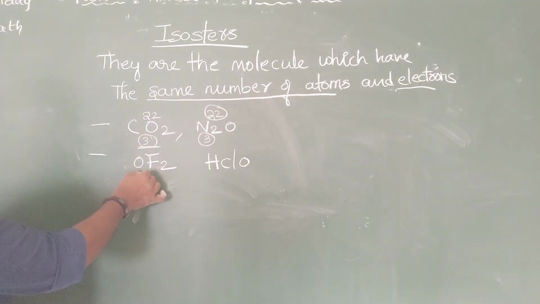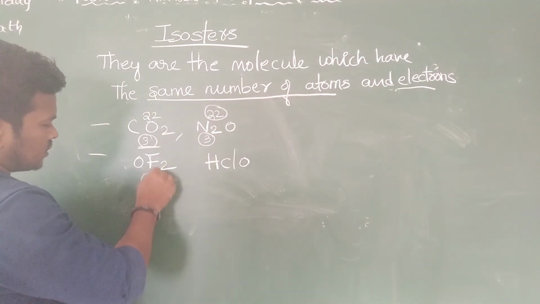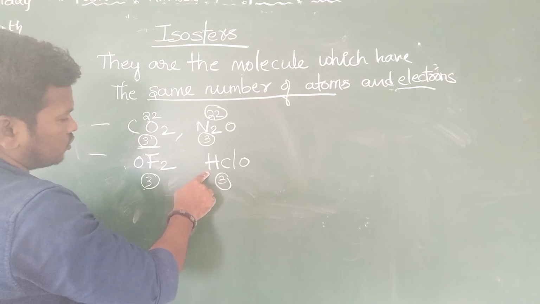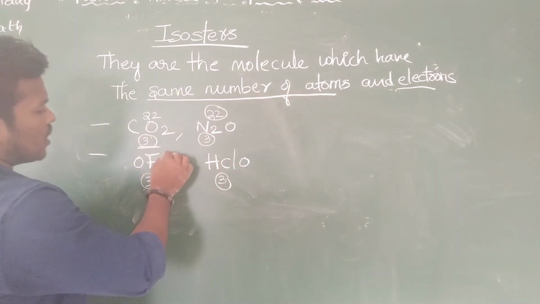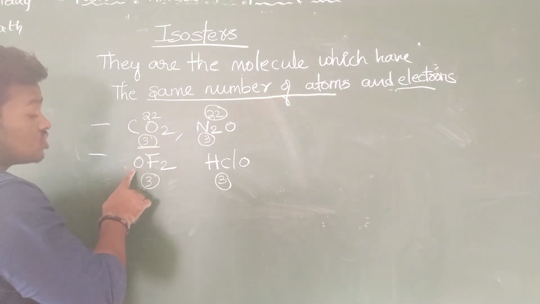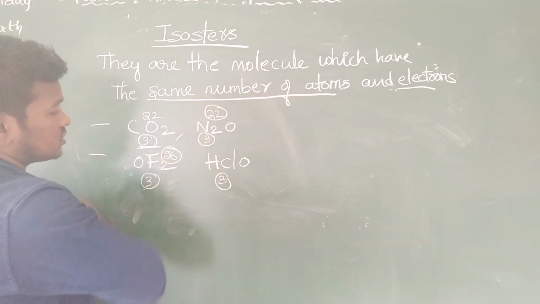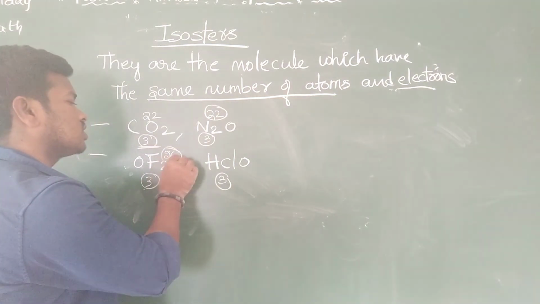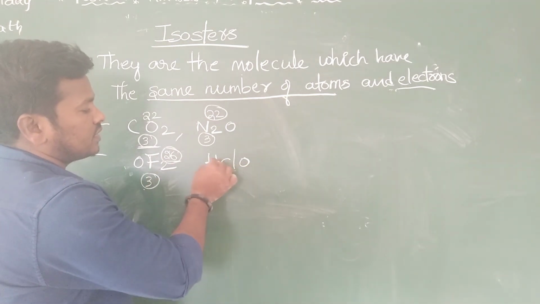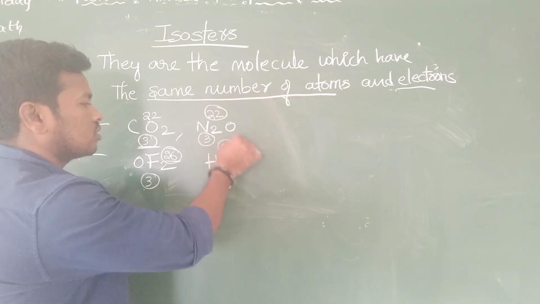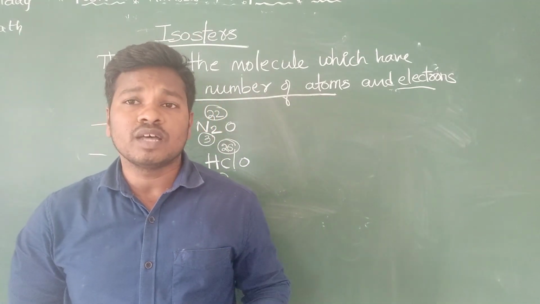If you see OF2, here also the number of atoms is 3. Similarly, in the other molecule there is one hydrogen, one chlorine and one oxygen, so 3 atoms. Oxygen and 2 fluorine atoms collectively have 26 electrons. Here also, chlorine is 17, oxygen is 8 and the hydrogen is added, so these have 26 electrons. So these have the same number of atoms and the same number of electrons.